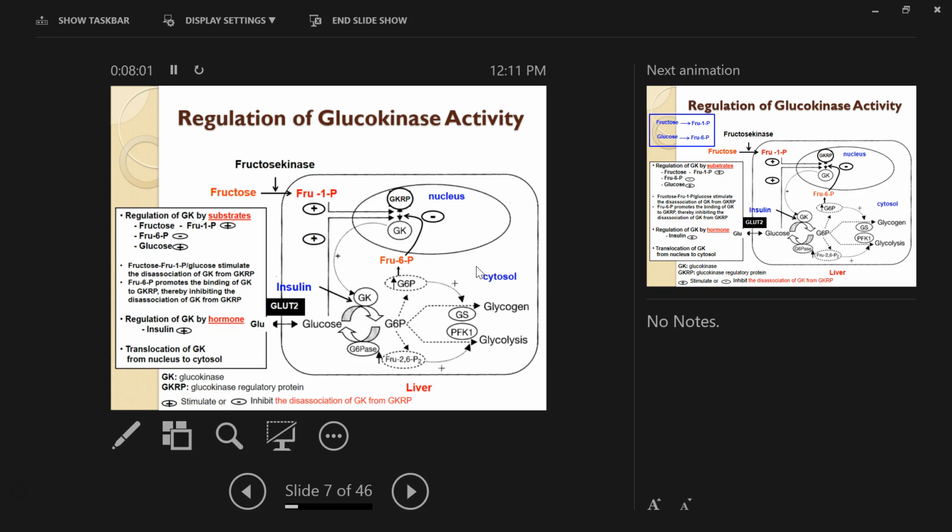And insulin basically can directly regulate the kinase activity, right? So for the glucokinase activity, again, you want to remember the 3 substrates, 2 of them actually stimulate the glucokinase activity by promoting release of glucokinase from the nucleus into the cytosol. And the other one, glucose 6-phosphate, basically inhibits this translocation, right? And insulin directly stimulates glucokinase activity.